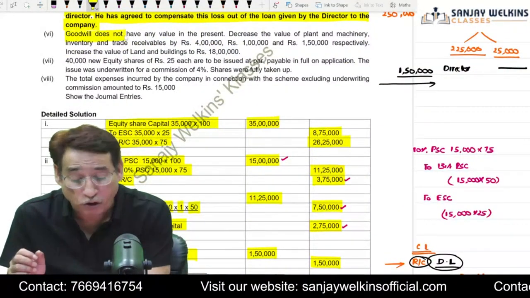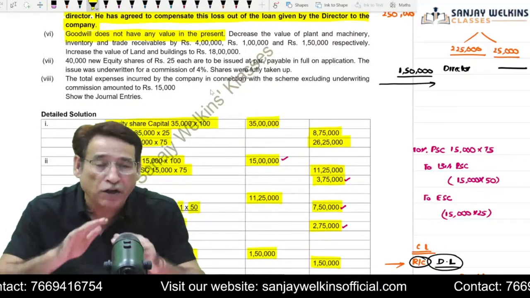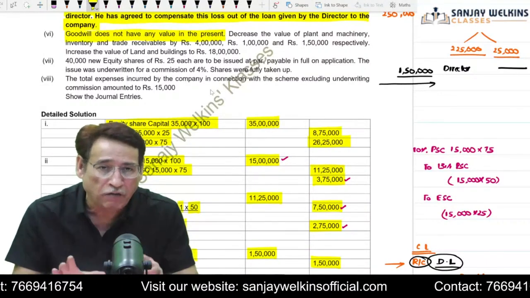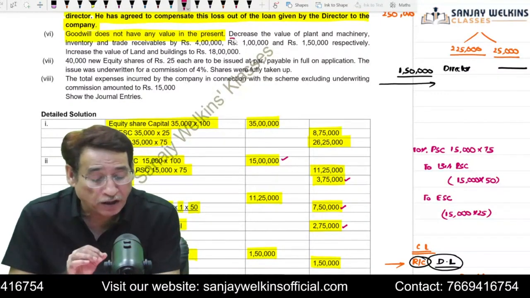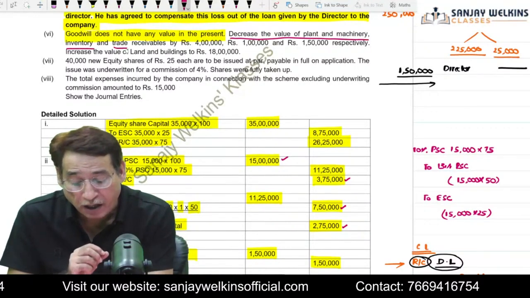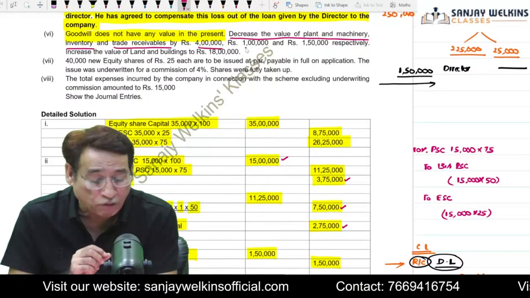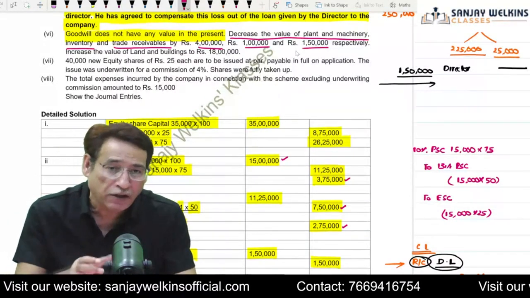Here it is written, goodwill account does not have any value in present. Because it is clearly given that goodwill is not having any value, you will have to write it off later on, number one. Number two, further it is given, there is a decrease in value of plant and machinery, inventory and trade receivable by 4 lakh, 1 lakh and 1 lakh 50. Obviously, the values of these items are falling down.